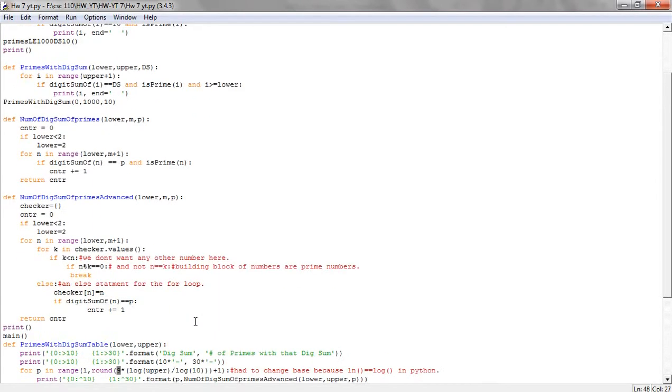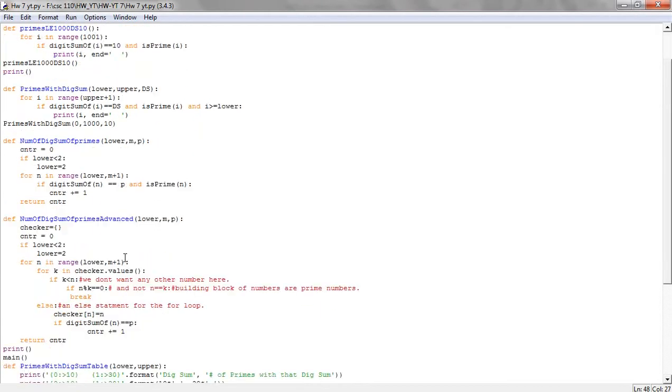But these two functions are the ones that are controlling it. So over here we have the two functions. This function is pretty basic. We are setting lower to 2 if lower is less than 2, because there are no prime numbers less than 2, and if we include numbers less than 2, it might cause some problems. And it also cuts down runtime.